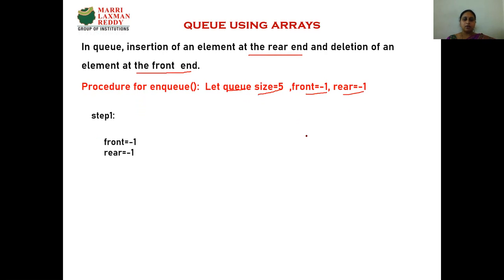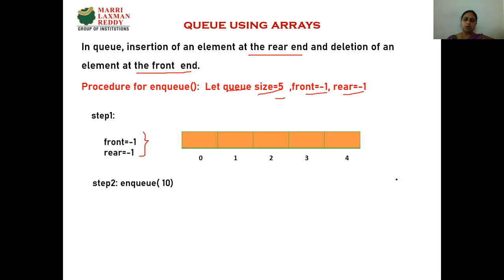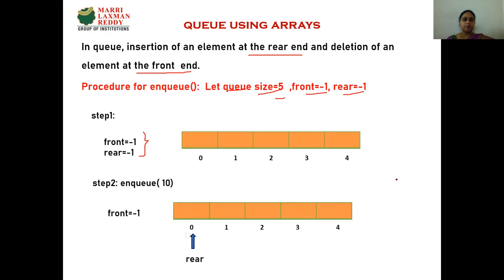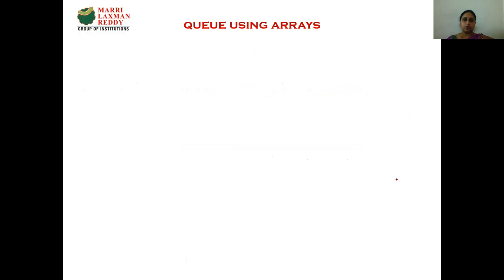In step 1, this is the representation of a queue, and front and rear are initialized to -1. The queue representation is from index 0 to 4, that is n-1, for size 5, and this shows that the queue is empty. Now I want to insert one element into the queue using the enqueue operation. Rear will be incremented, we read the element, and place it in that memory location.